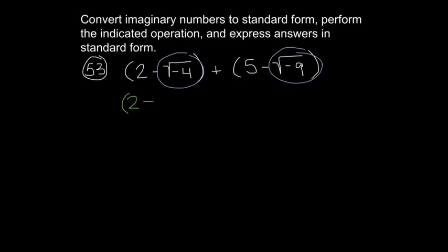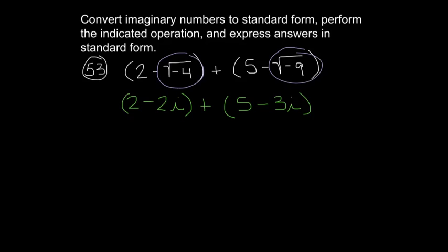So for this first number, the 2 minus the square root of negative 4, the 2 stays a 2, minus the square root of negative 4. Well, the square root of positive 4 is 2, so the square root of negative 4 is 2i. So I can rewrite this number as 2 minus 2i. Same thing with the second one. 5 minus, the square root of positive 9 is 3, so the square root of negative 9 is 3i. So this is just 5 minus 3i.